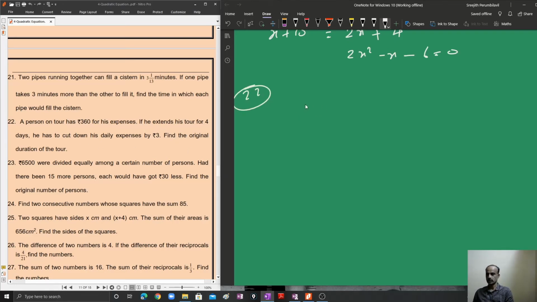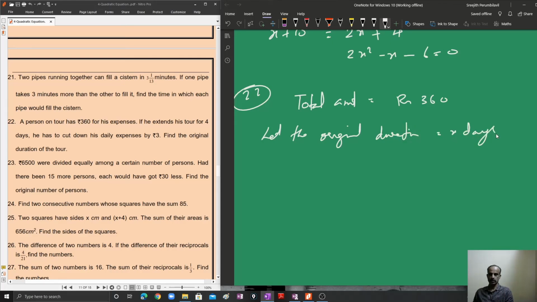22: A person on tour has 360, the total amount available is equal to rupees 360. If he extends the number of days by 4 days, he cuts down the expense by 3. Find the original duration of the tour. Let the original duration be x days. So the total amount is 360 and the duration is x days.